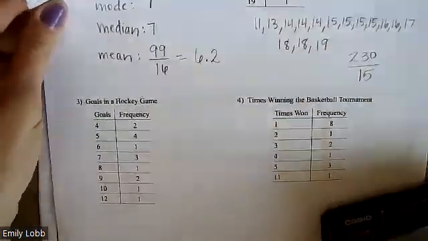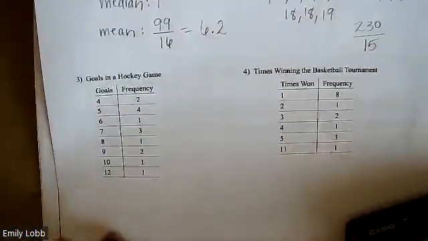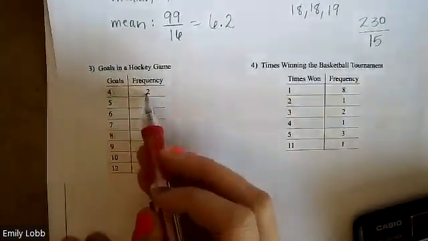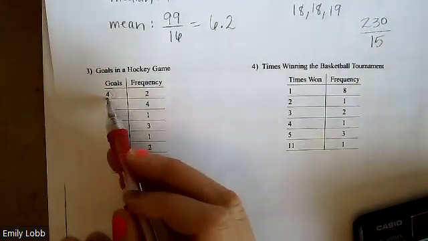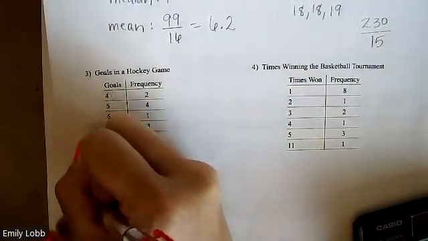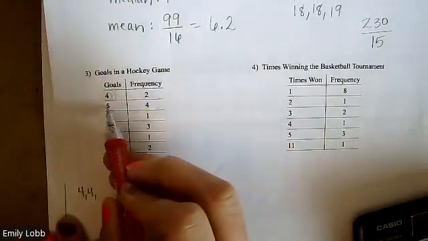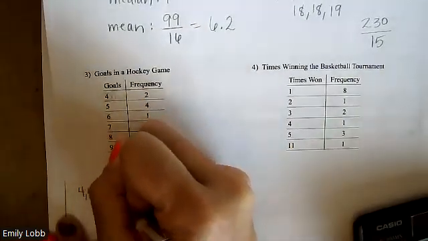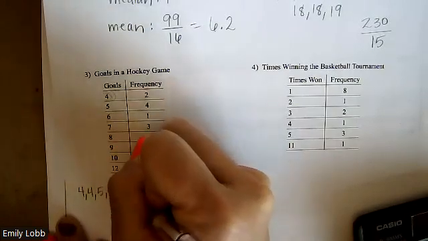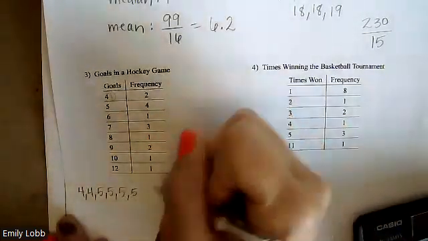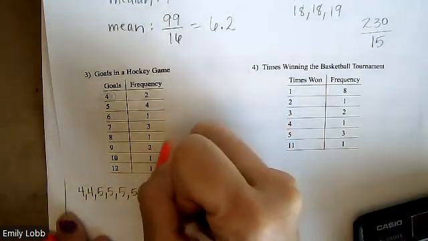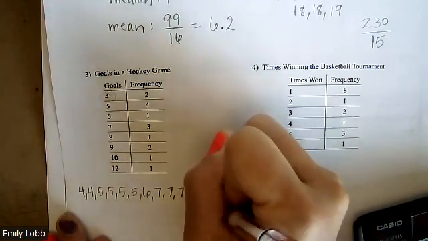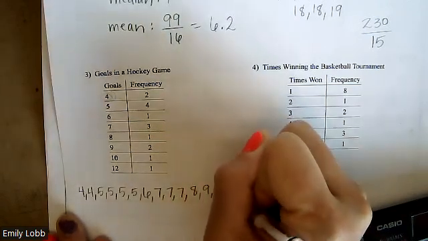Goals in a hockey game. So again, remember, this is the data value and this is how many times it occurs. So I have to include 4 2 times. This is the data value and this is how many times it occurs. So I need to include 5 4 times. Don't get confused by what is what. 6 only occurs once. 7 occurs 3 times. 8 occurs once. 9 occurs twice.